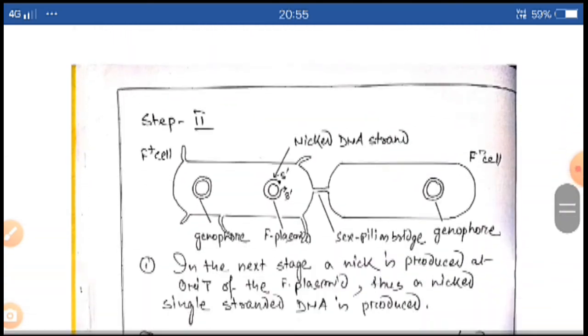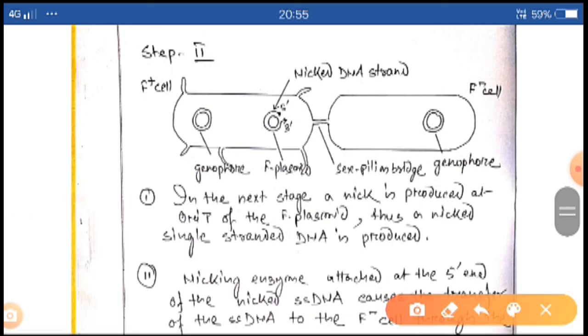Okay, here by this diagram it is clearly shown that this particular outer strand has been broken at a particular point. Okay, and at that point the nicking enzyme is present, and this nicking enzyme will push the strand towards the bridge, and it will pass to the F minus cell through the bridge.